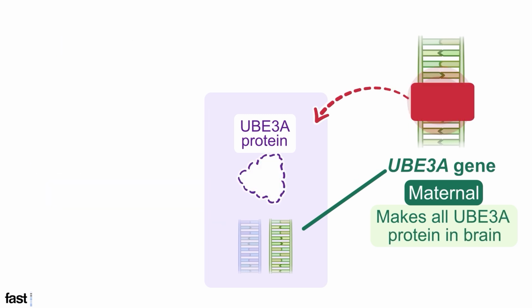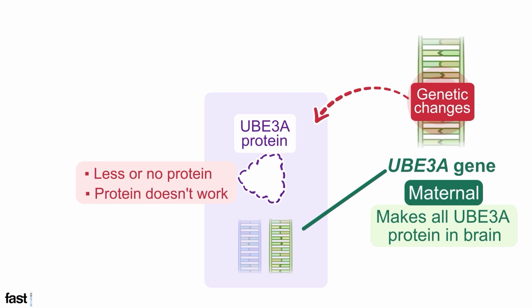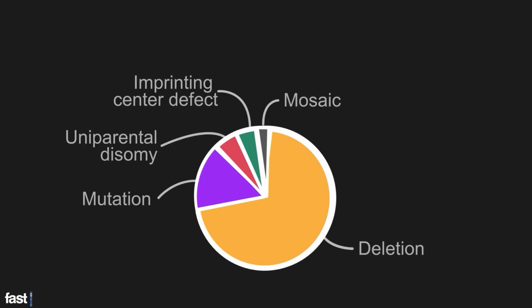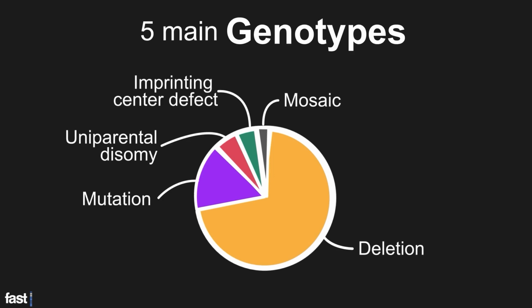Now, changes to the maternal UBE3A gene can result in less or no UBE3A protein in the brain, or the UBE3A protein that is produced may not work properly. These genetic changes are grouped by type and are called genotypes. There are 5 main genotypes that cause AS.